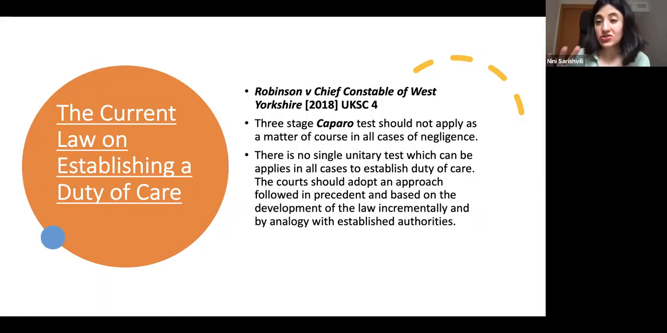Robinson changed the last requirement, since it was quite hard to decide whether or not it's fair, just, and reasonable to establish a duty of care. The courts decided to change that last requirement, and said that instead of applying the third question, the courts will have to look at the previous cases, identify the similar case, and apply the precedent to the case at hand.